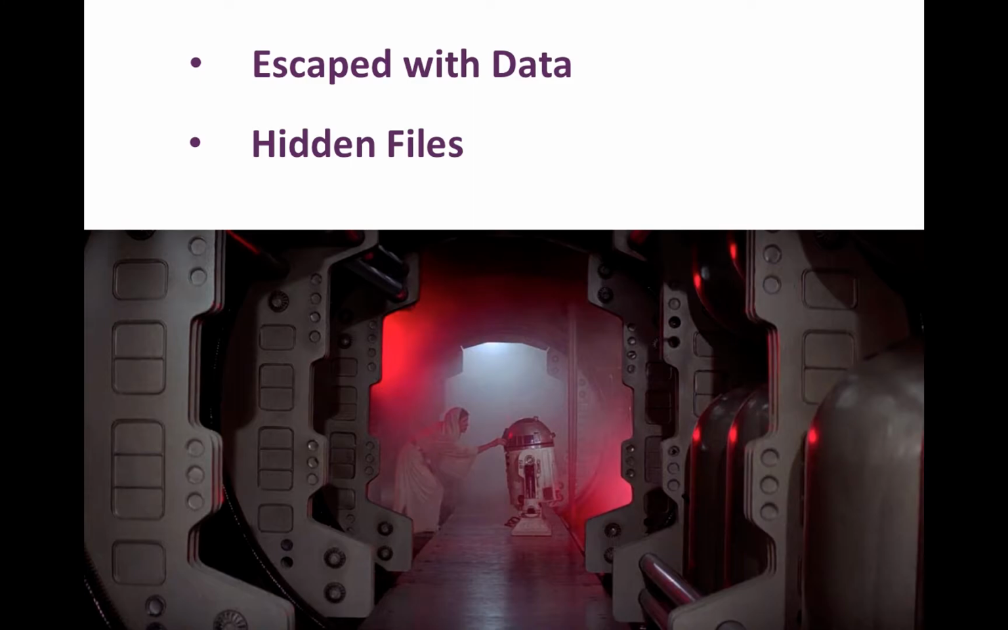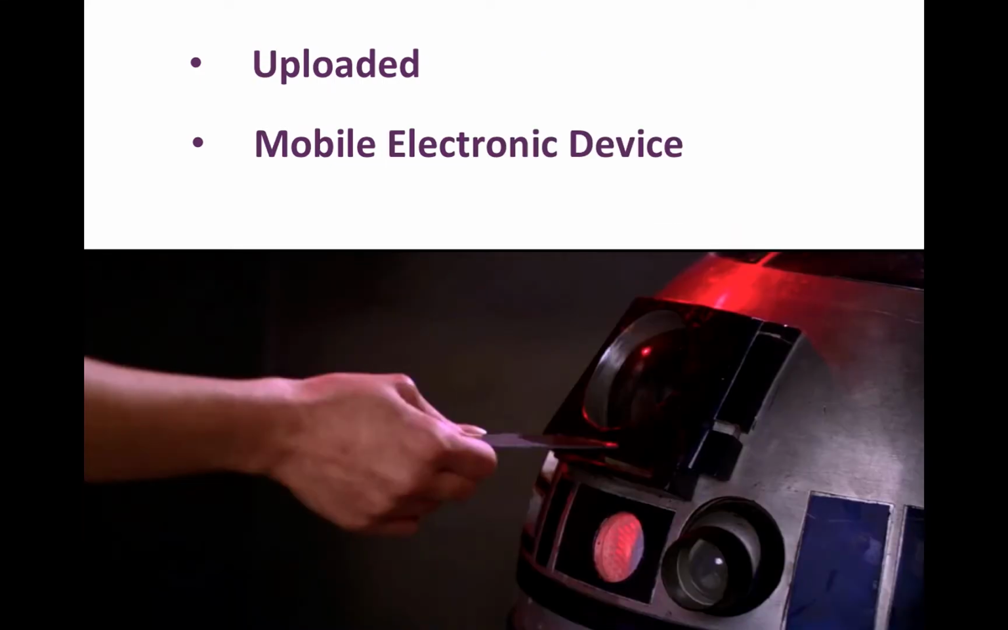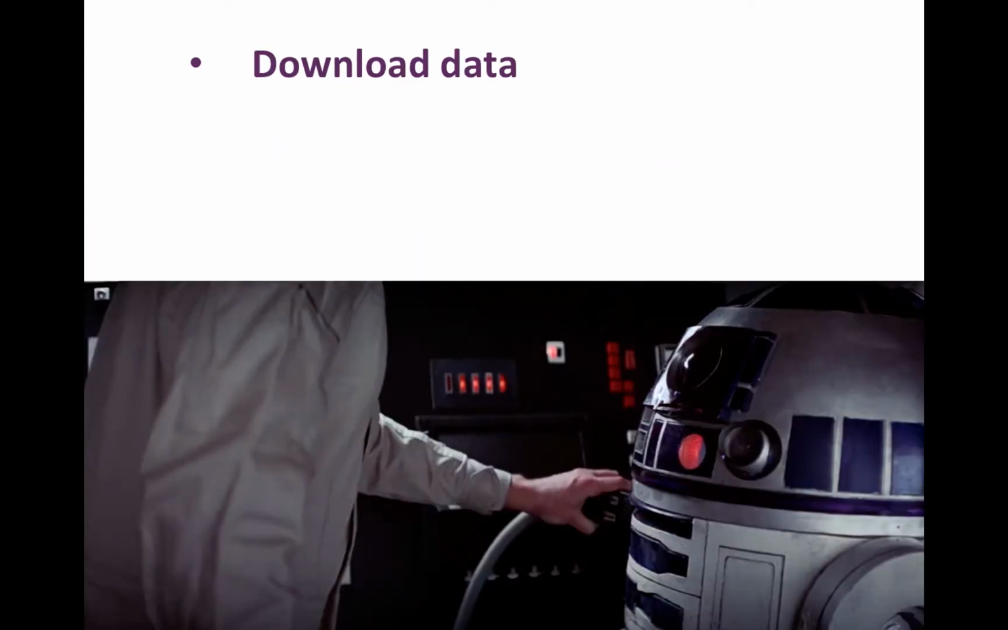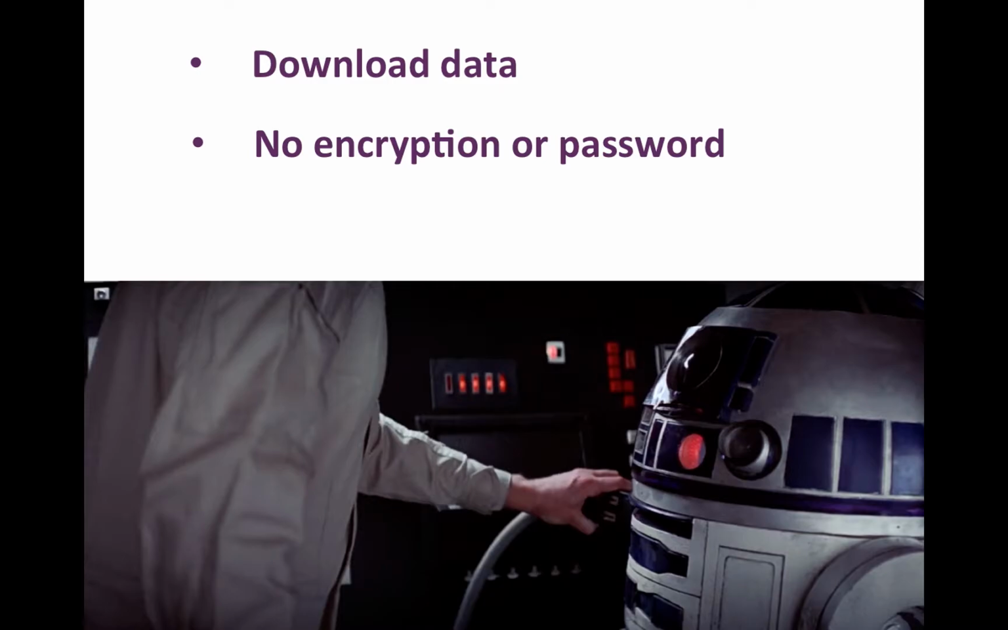The criminals escaped with the data, and they hid the files. They uploaded them to this mobile electronic device. They smuggled them out from under the noses of the owner-operator, who had a very poor security follow-up. They downloaded the data, which was not encrypted or password protected.